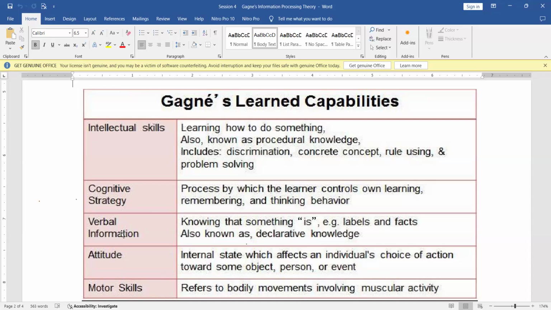Clear, madam. Okay. Then we go to the next two, attitudes and motor skills. Attitudes is affective domain. That is an internal state which affects the individual's choice of action towards some object, person, or event. So you all know attitude should be developed through each and every lesson, irrespective of the subject that you teach. It may be dancing, it may be art, it may be cookery, it may be English, it may be science, it may be maths, whatever.